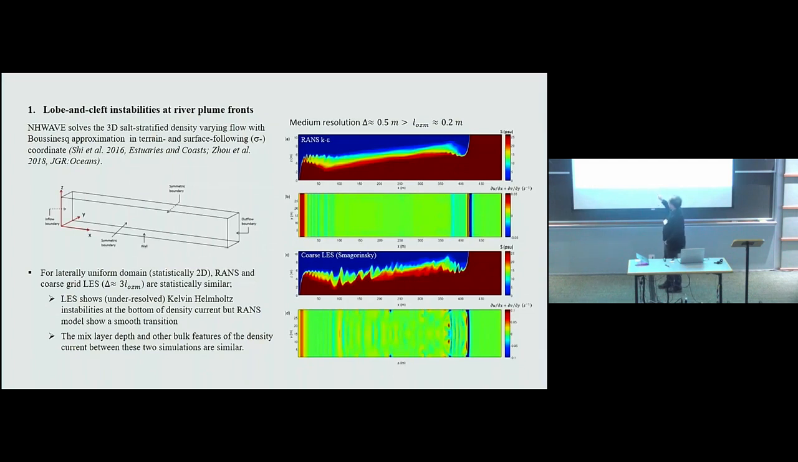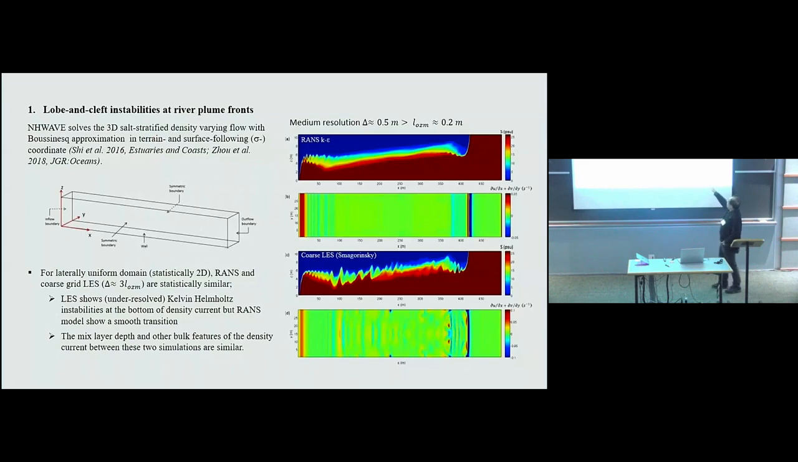We're comparing the Reynolds-averaged (RANS) model with what I call coarse grid LES, because in this case the grid size is about 3 times larger than the Ozmidov scale. What you can see here is that even with the coarse grid LES, we can still kind of resolve the braid, if you want to call it, the onset of the Kelvin-Helmholtz instability.